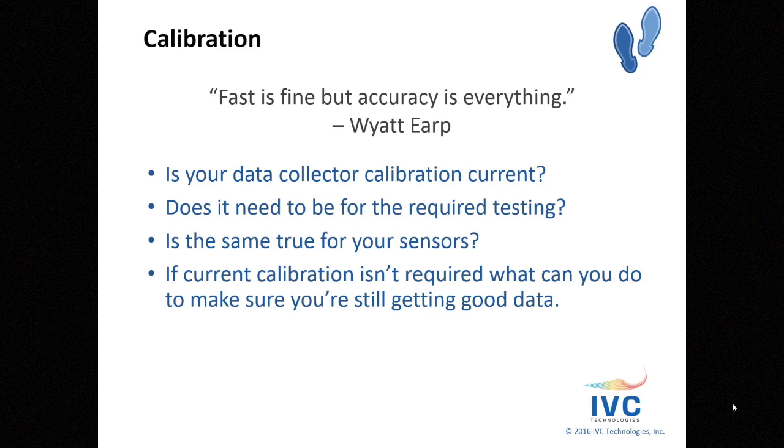If your current calibration isn't required, what can you do to make sure that you're still getting good data? This is just a quick field test. If you have a known machine that never changes, it's very stable, you can compare last month's levels to this month's levels at that same position, and if everything looks the same as expected, then you're probably taking good data and you can rely on what you're acquiring. So you don't end up taking a batch of bad data, being unaware, and then getting back to the office only then to figure out that you've wasted the entire day.